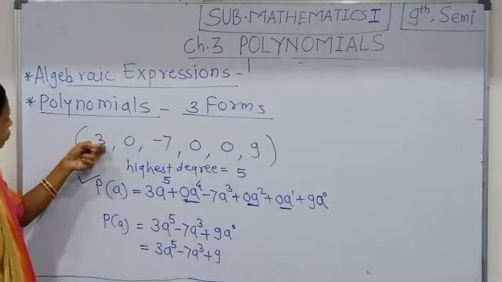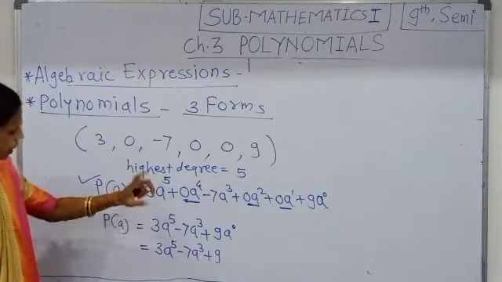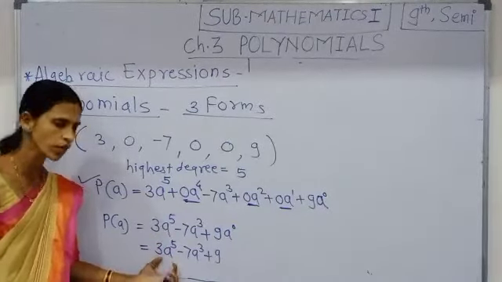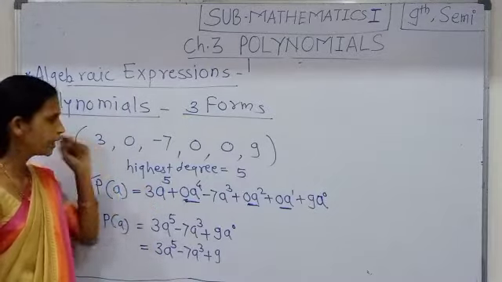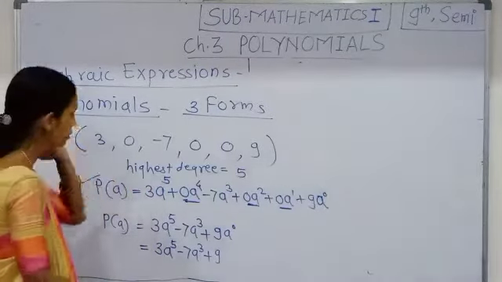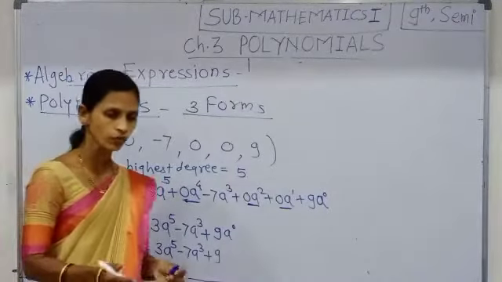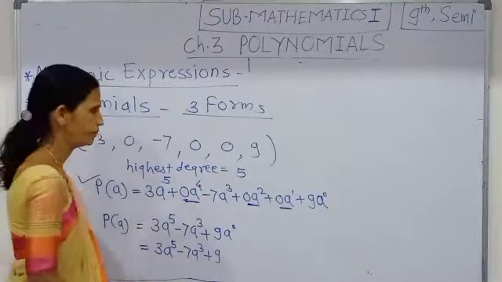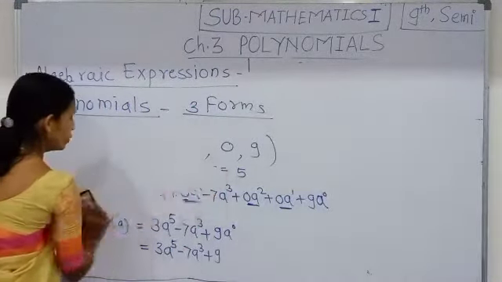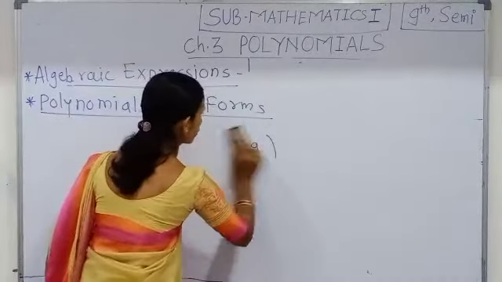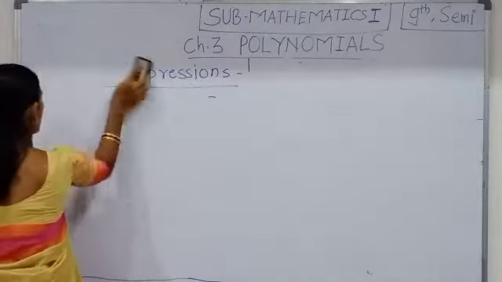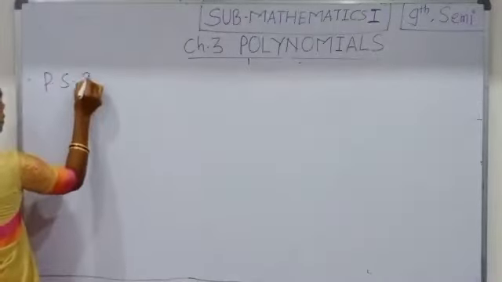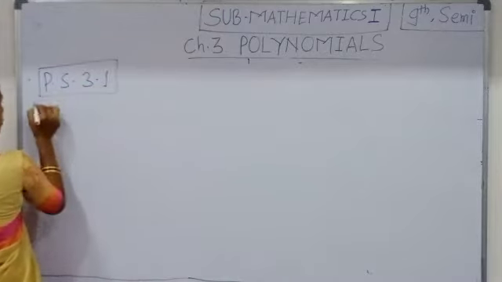That means we can convert coefficient form into index form and index form into standard form, and if the standard form of a polynomial is given, then we can convert it into index form as well as coefficient form. We will solve such examples from practice set 3.1. Let us solve a few examples from practice set 3.1, starting with question number 1.